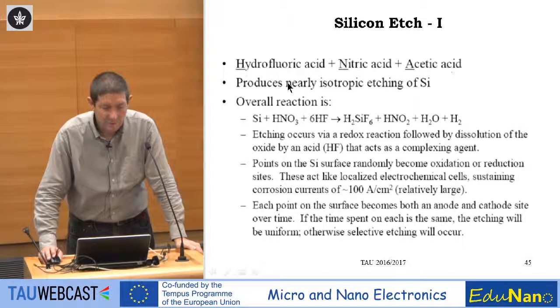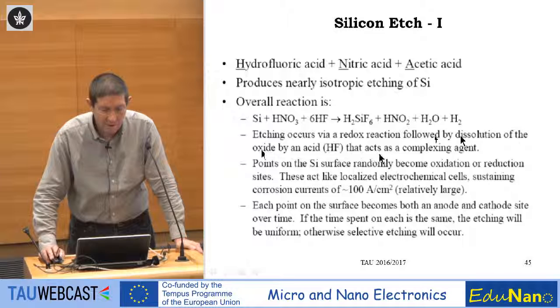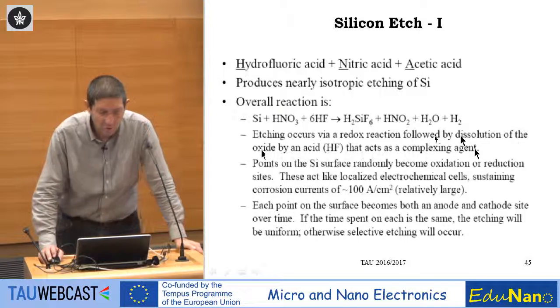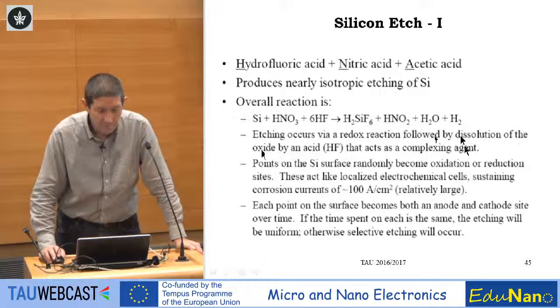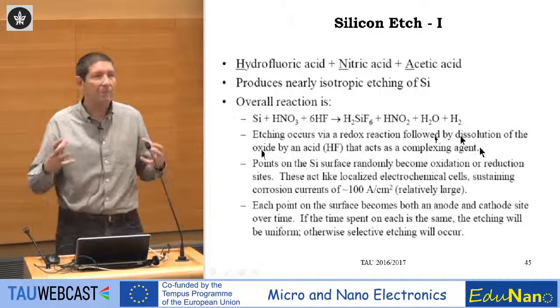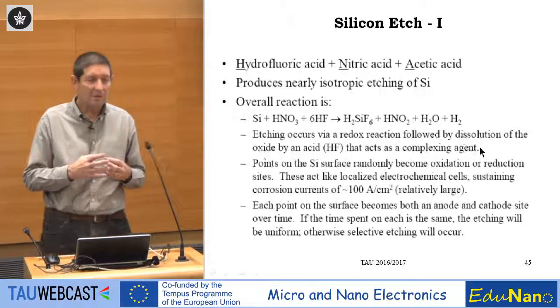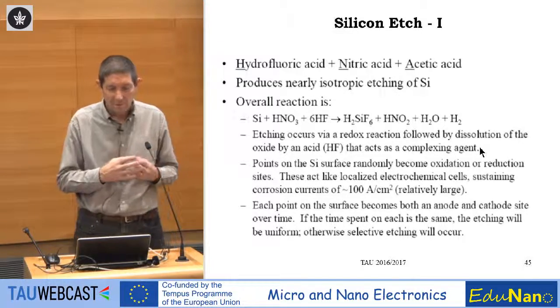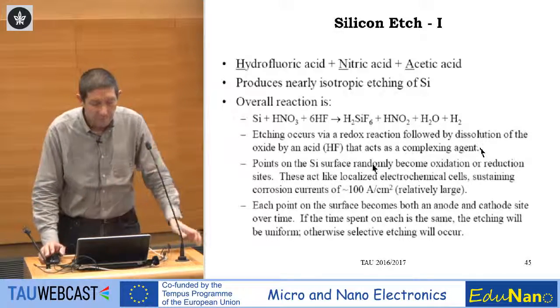Hydrofluoric acid, nitric, and acetic acid produces nearly isotropic etching of silicon. And this is the overall reaction. And etching occurs via a redox reaction, allowed by the dissolution of the oxide by an acid, which acts also as a complexing agent. Complexing means that it reacts with the silicon molecule and makes it soluble.